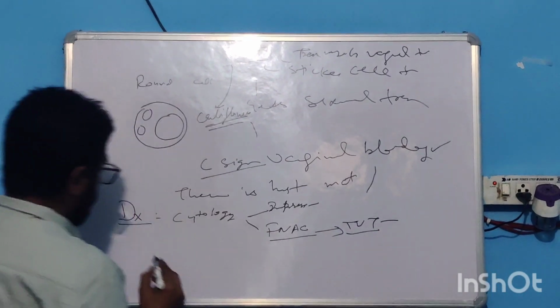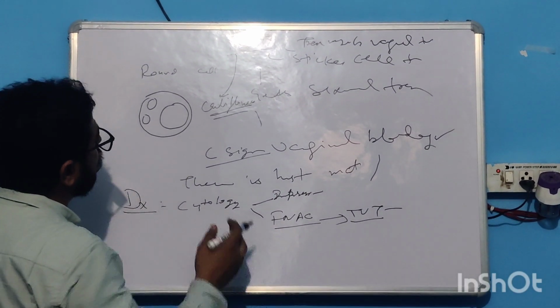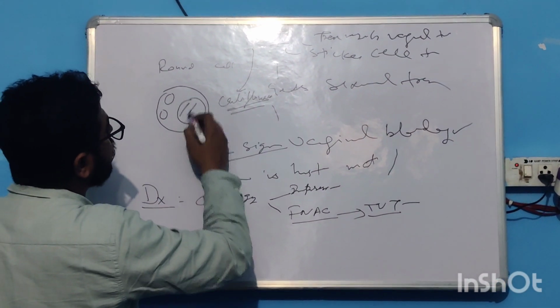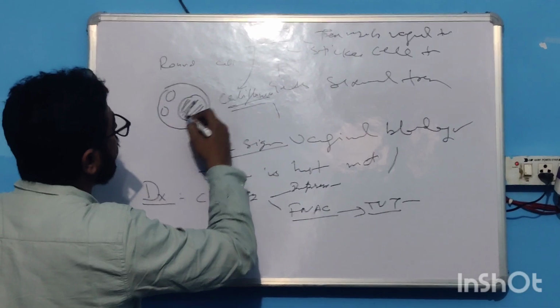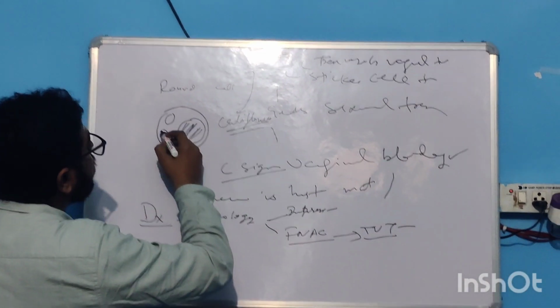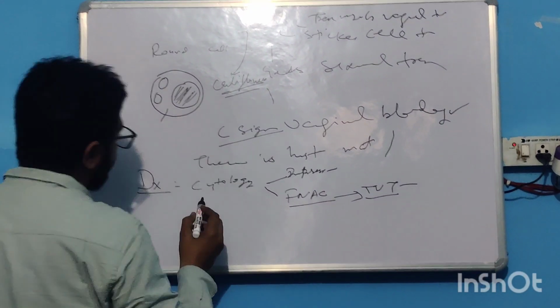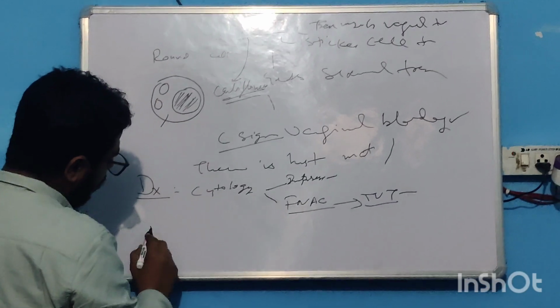Again, on microscopic view, we simply see a nucleus which is bluish in color, and we see pinkish cytoplasm, and we see the vacuoles. So this is a typical feature of TVT. So what about the treatment?